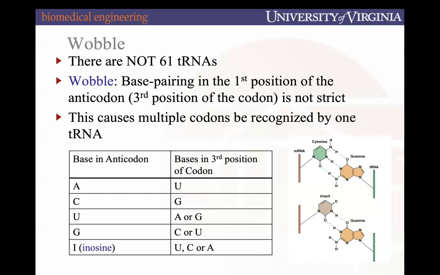And so the key thing to note is that the redundancy that we briefly talked about on the genetic code slide is enabled by this wobble, by this flexibility, by this not-strict binding, which creates and enables this redundancy in the system.